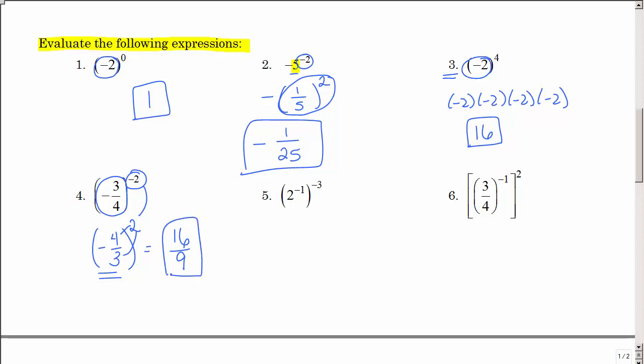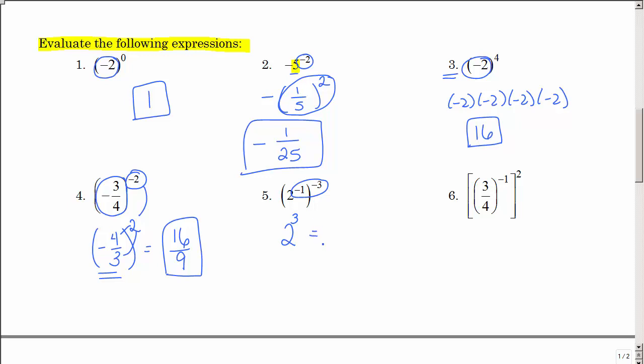Now look at number 5. We have a bunch of negative exponents. We could flip, flip, flip, but let's apply those rules we learned in the last lesson. If you have one base and you have a power raised to a power, what can I do with that? I can multiply. So keep the base, multiply the exponents. Now I don't have a negative exponent to deal with.